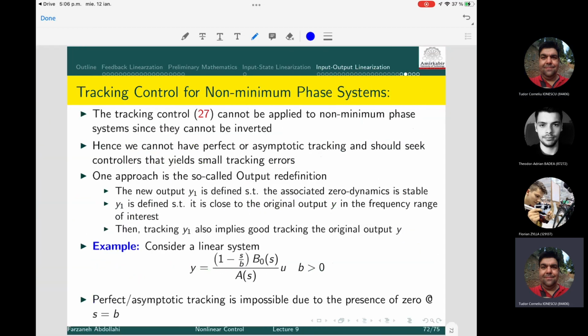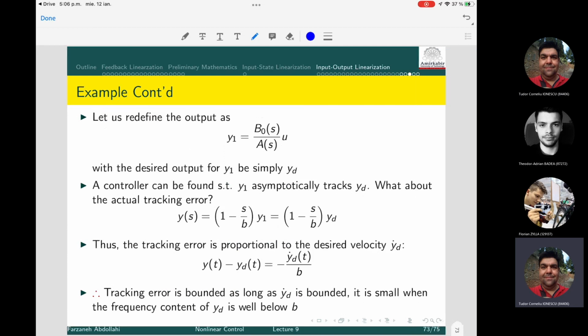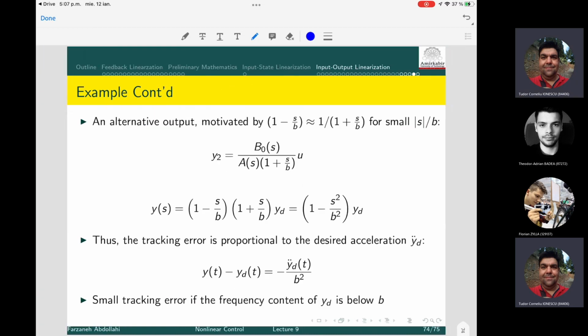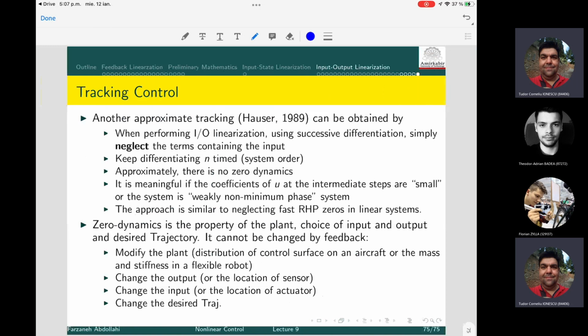You can also do tracking control for non-minimum phase systems. Essentially, you change the output a little bit to achieve that, if it's non-minimum phase. Very interesting. Right. So this is pretty much all I had to say throughout this lecture.